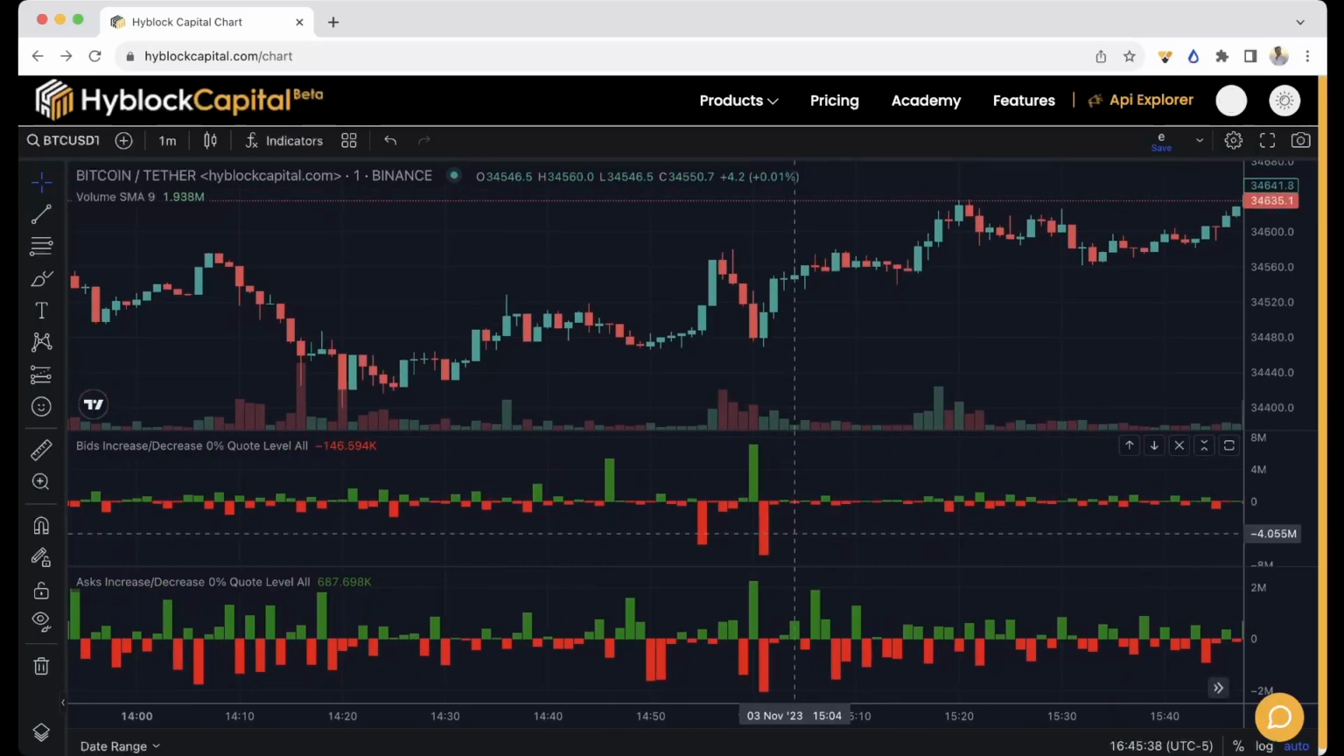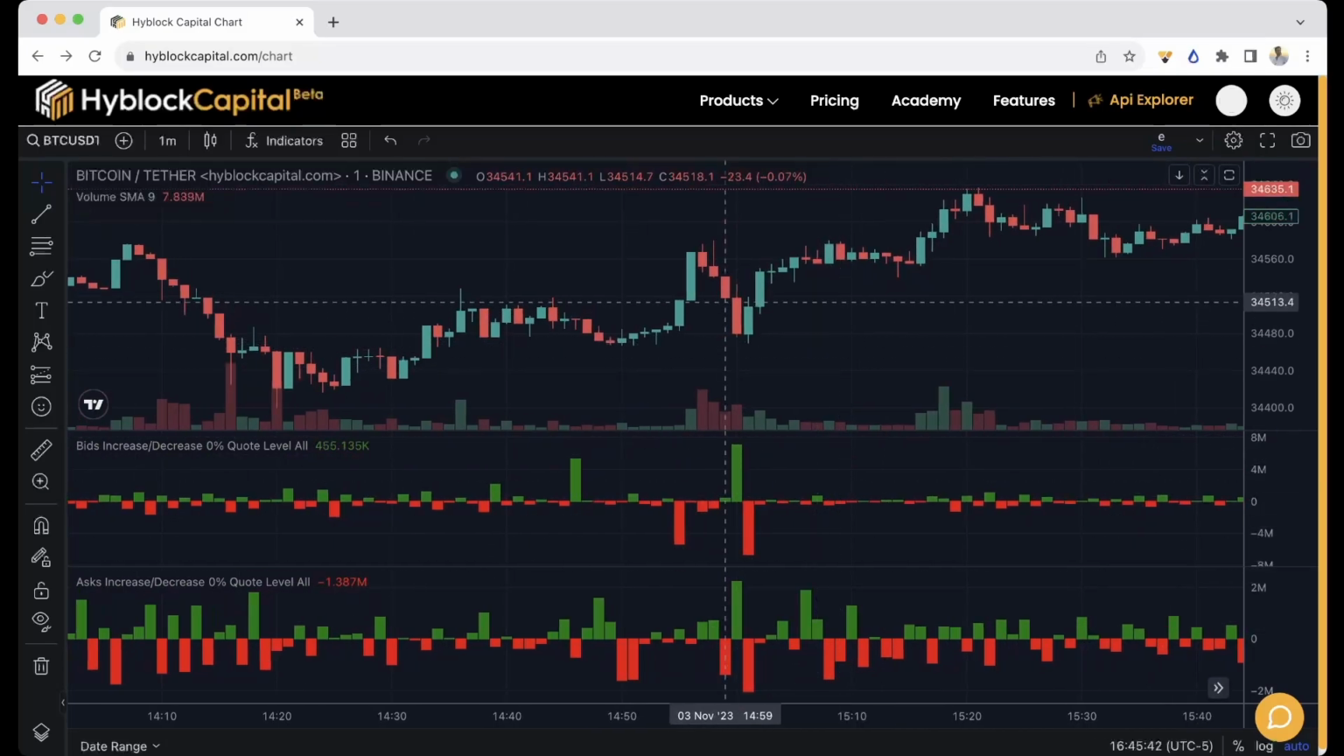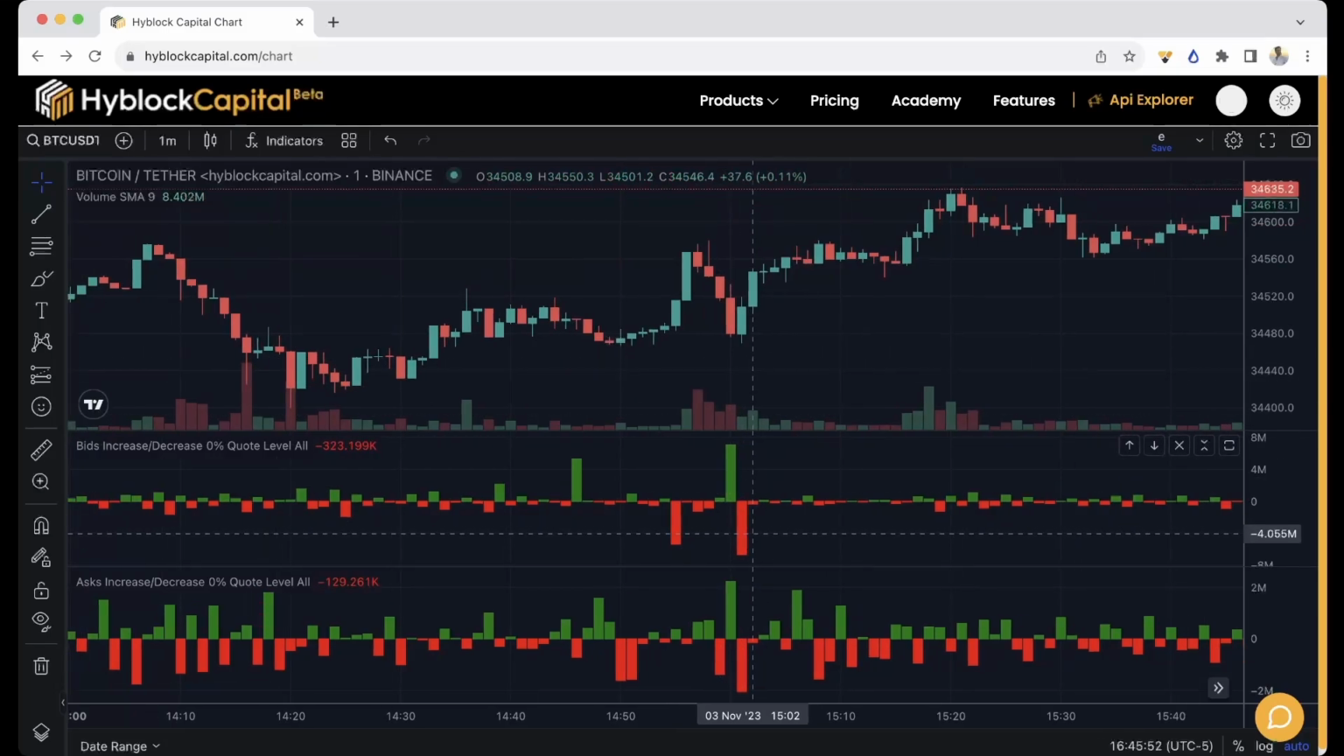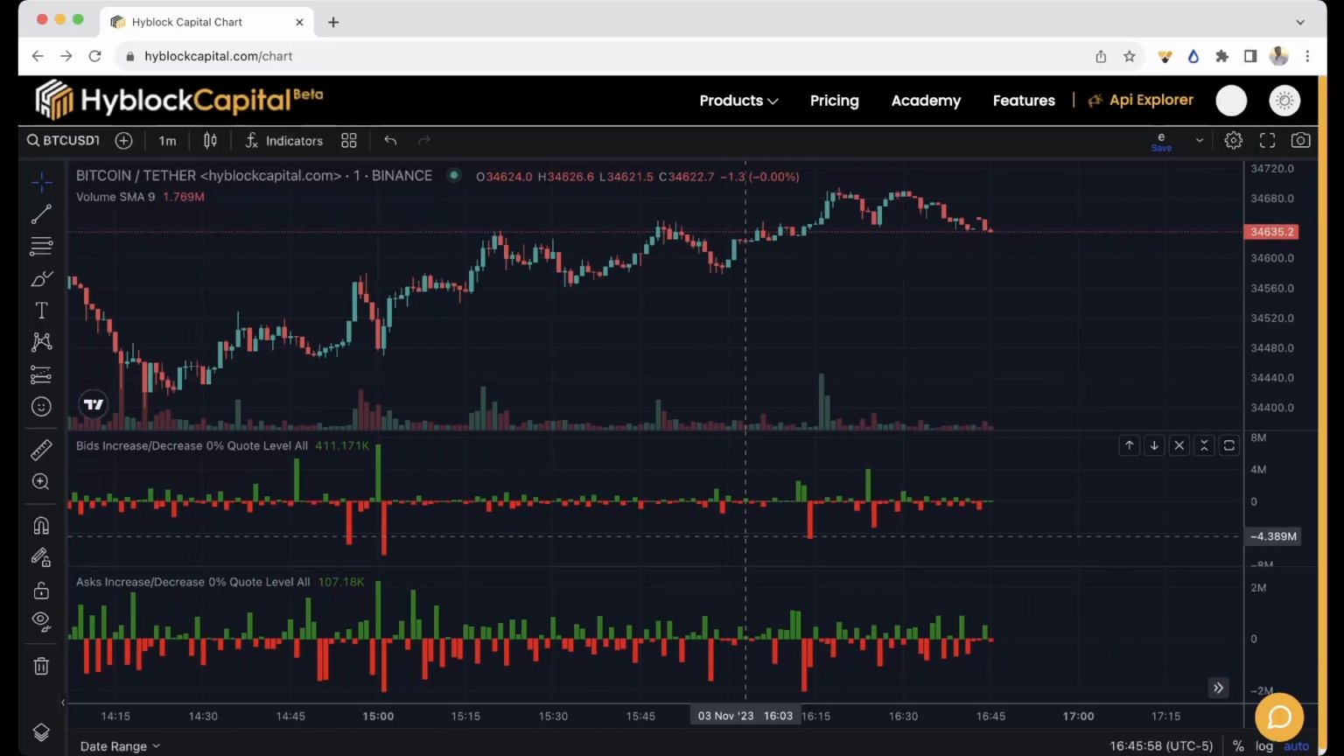And here, not really too much going on. Actually, a large bid was added here, maybe because someone really wanted to buy Bitcoin after this drop. They were like, okay, I want to buy Bitcoin really, really badly. And 7 million, and then it was decreased here. Again, this doesn't necessarily mean that the bid was pulled. It just means that the bid was not at the top of the order book.